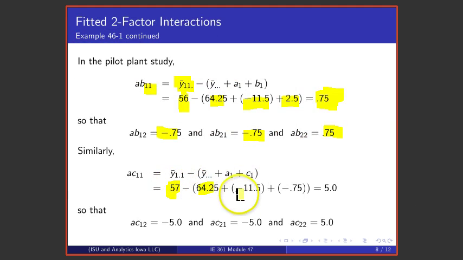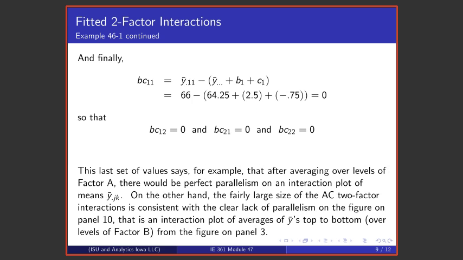Subtract the grand average plus A at its low level, fitted A effect at its low level, fitted C effect at its low level, and you get 5, which is bigger than the 0.75. There's more lack of parallelism if I average out over B and then do some plotting of means than there is if I average out over C and then do some plotting of means.